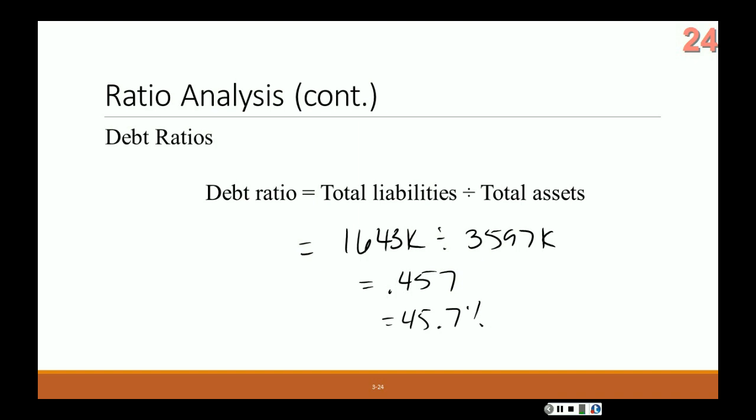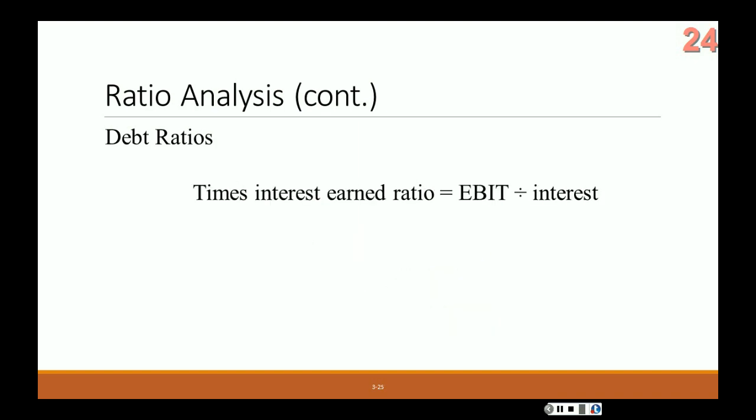That means that 45.7% of our assets are financed. The times interest earned ratio is equal to earnings before interest and taxes divided by interest. If you'll notice on our income statements, operating profits and earnings before interest and taxes are the same thing. I went ahead and wrote that on the income statement for you.